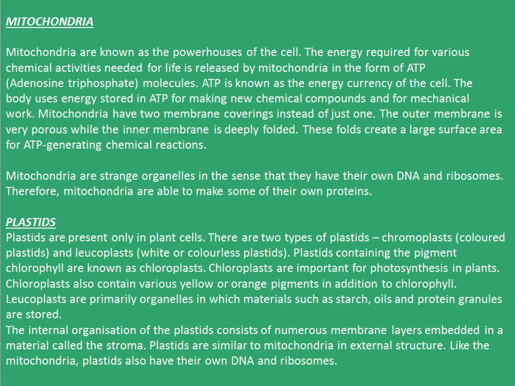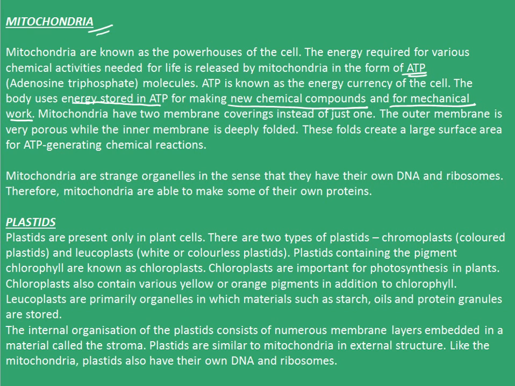The next cell organelle is the mitochondria. Mitochondria are known as the powerhouses of the cell. The energy required for various chemical activities needed for life is released by mitochondria in the form of ATP, or adenosine triphosphate. ATP is also known as the energy currency of the cell. The body uses energy stored in ATP for making new chemical compounds and for mechanical work.